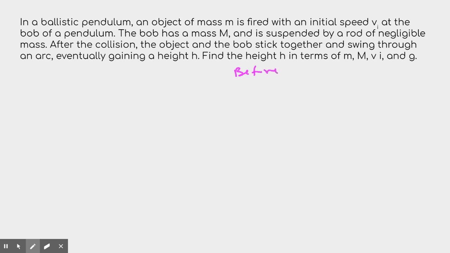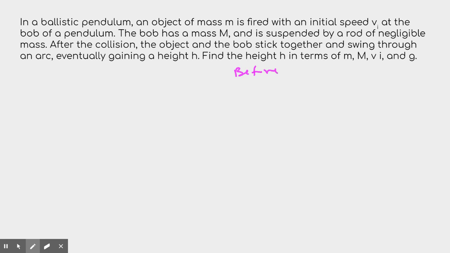it says we have an object of mass m, and it's fired with an initial speed at the bob of a pendulum. That bob has some mass m and is suspended by a rod. But after the collision, the object and the end of that pendulum, the bob, they stick together and they swing. They're going to gain a height h. Now they stick together, so that means this is an inelastic collision.